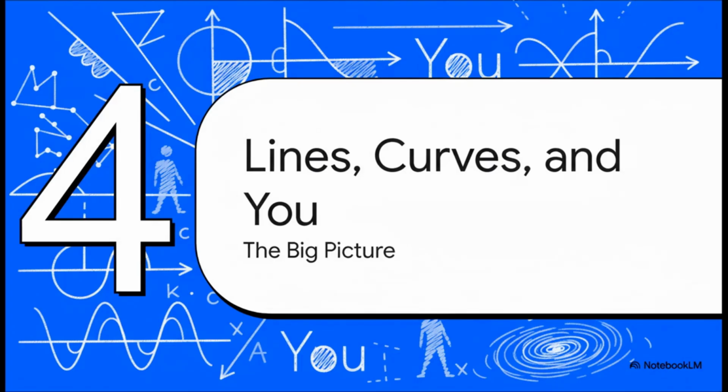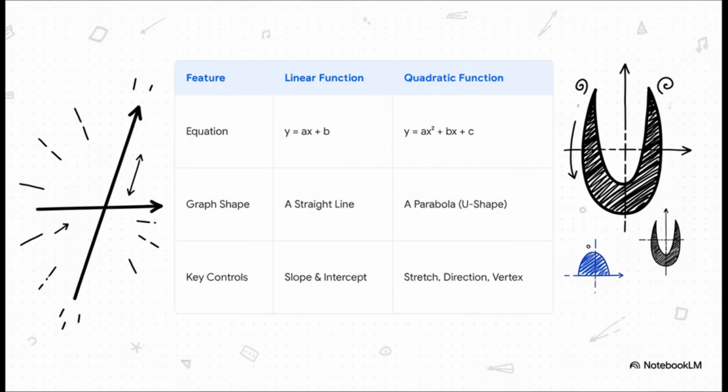All right, let's step back for a second and look at the big picture here. What's the main takeaway from all this? It really boils down to this. On one hand, you've got linear functions. They give you straight lines, and you control them with just two things, slope and intercept. On the other hand, you've got quadratic functions. They let you bend those lines into U-shapes, and you control them with stretch, direction, and where you place the vertex. Two different toolkits for two very different but very important shapes.